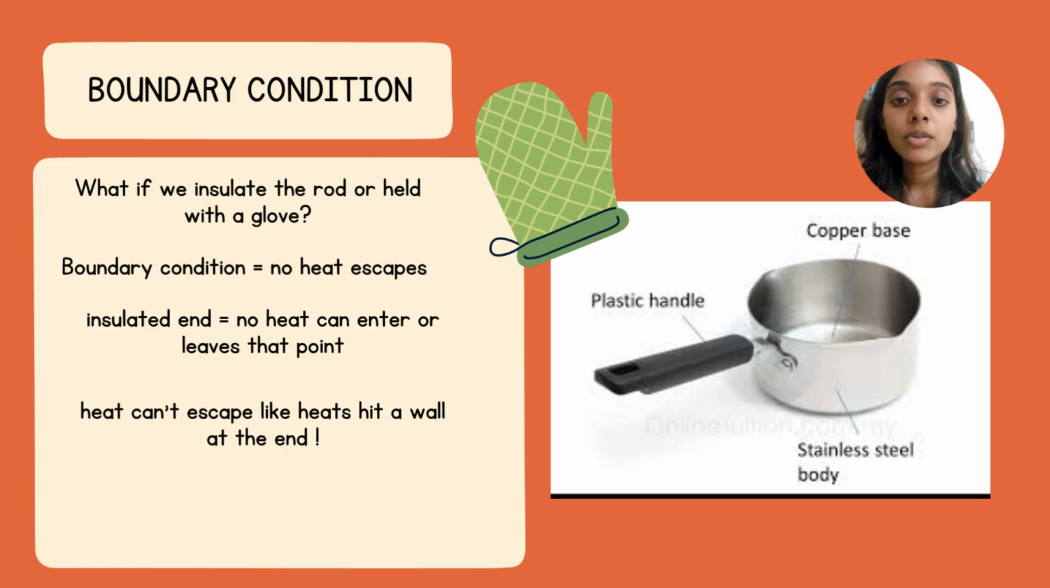That means no heat goes in or out at that point. The metal part gets hot, but the heat stops when it reaches the handle. This shows a real life example of how insulation works, how it protects your hand, and how heat can be stopped at the boundary. So that's all from me.